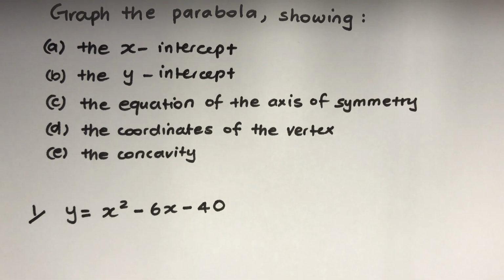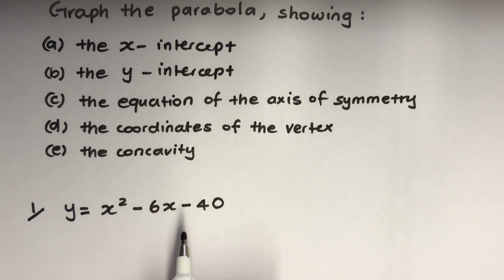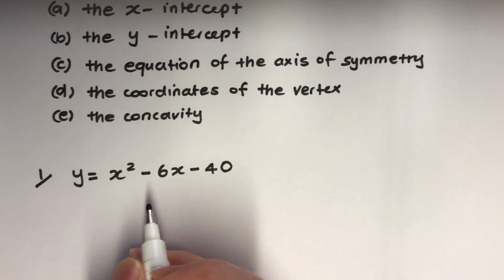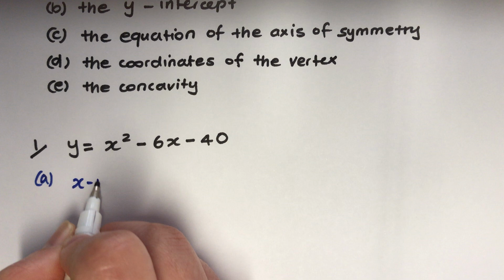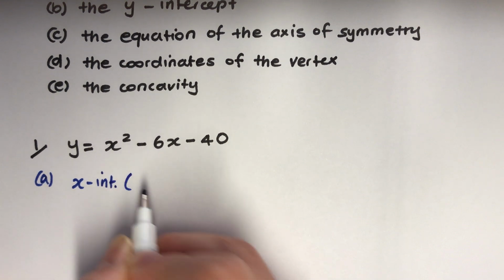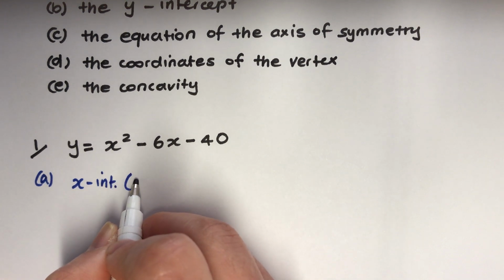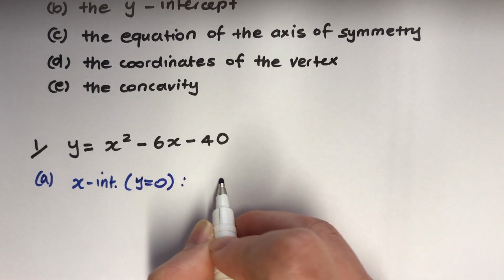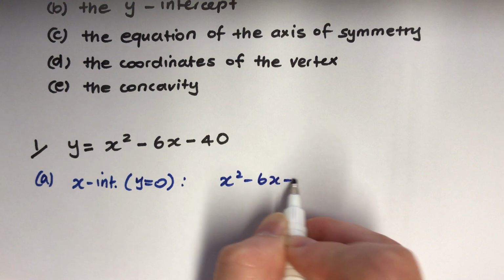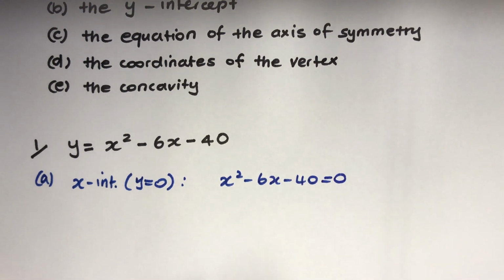Now first I need to find the X-intercept. What does that mean, X-intercept? It means all the points on the x-axis, which means anything on the x-axis, the y value will be 0. So let's have a look. A, X-intercept, that's short for intercept, and then y equals 0. So that means x squared minus 6x minus 40 has to be equal to 0.